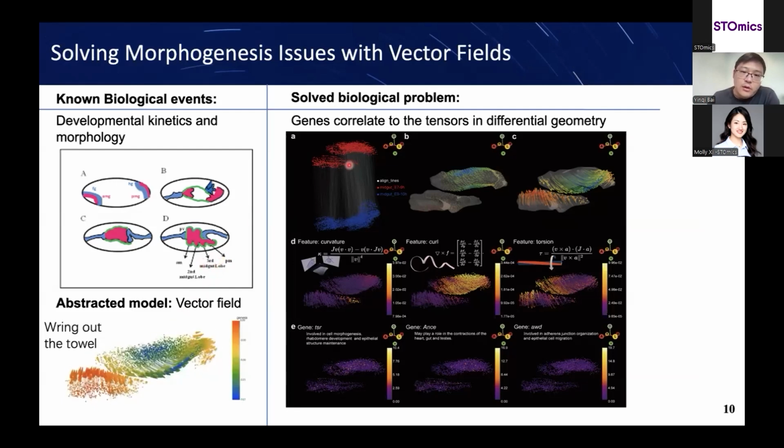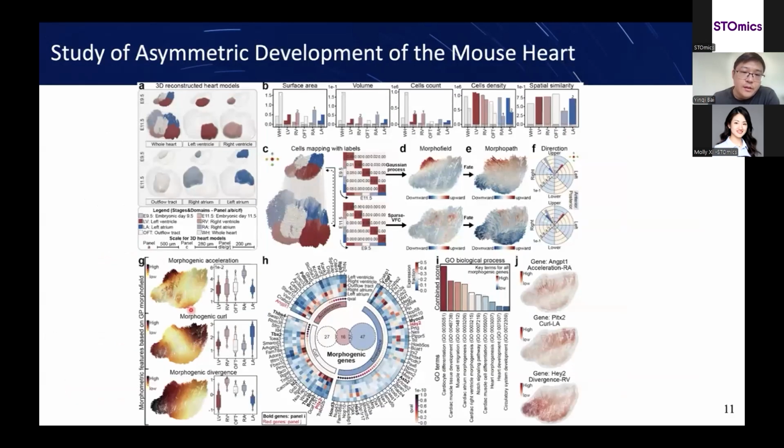And we also calculate all the genes in this vector field to see which genes are expressed correlated to this movement of cell migration. So we find some novel genes that correlate, and after experiments, we can prove these genes guide this morphogenesis during midgut development. So we also demonstrate this algorithm in heart development.